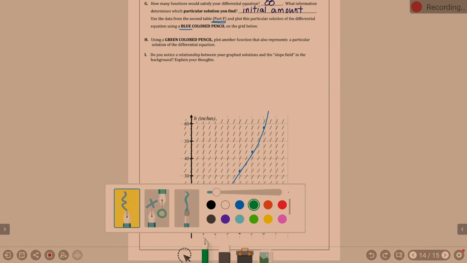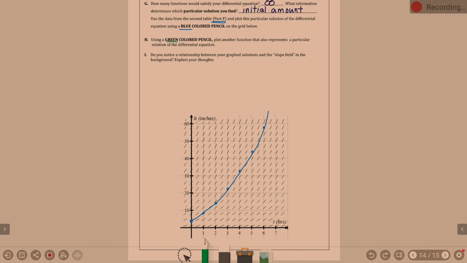Now, H says to plot another function that also represents a particular solution of the differential equation. Basically, if we changed our initial amount, okay, here our initial amount was 4. Well, I mean, we can pick anything we want. I'm going to use what I have in my notes, which is, what if my initial amount instead was 10? Well, what's that going to change each of these dots by? You're just going to, they're each going to be 6 higher, yes? And so this is going to represent another particular solution is what the idea is.